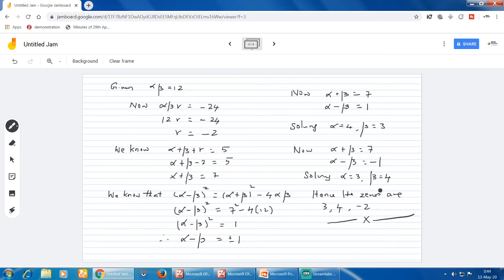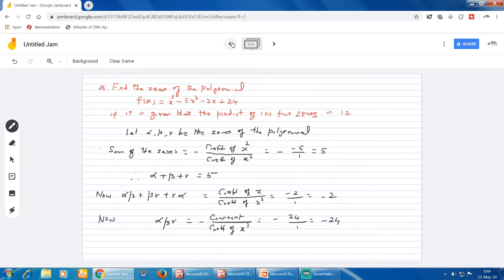So hence the zeros are given by 3, 4, minus 2. That means alpha is 3, beta is 4. But gamma you already got as minus 2. So that's all the zeros, we got the answer. This is also an important sum which you can easily do in the board examination. So let us just revise the question.